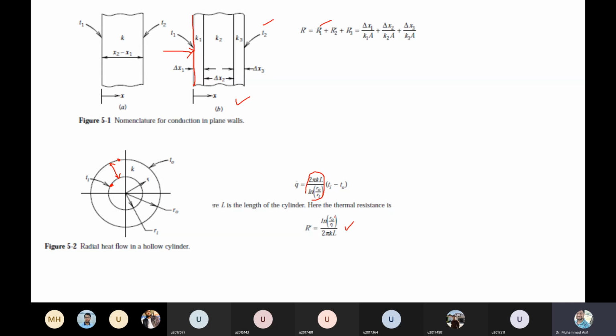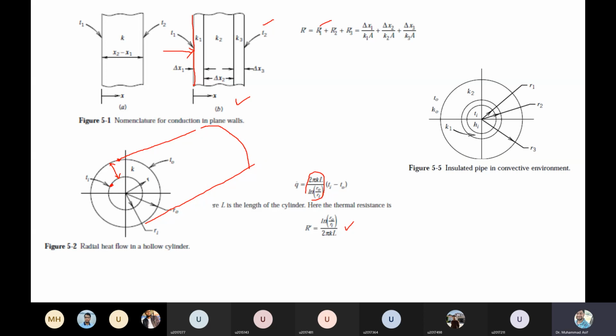So R naught is the outer radius, Ri is the inner radius of the pipe, whereas L is the length of the pipe. The cross section must have a certain length of that pipe. So L is the length of that pipe, and K is the thermal conductivity of that pipe.